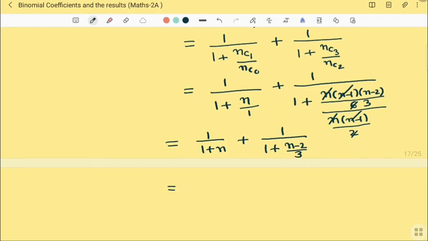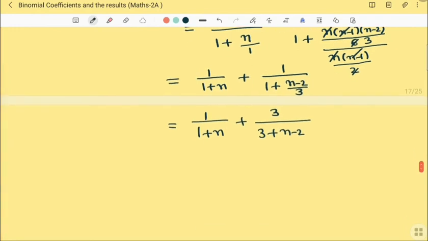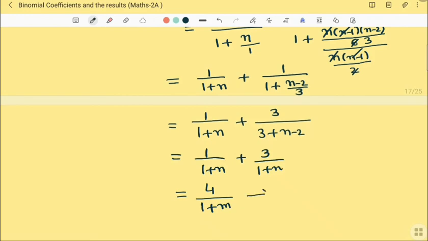So after taking LCM here, 1 by 1 plus n, 3 will become the numerator, 3 plus n minus 2. So 1 by 1 plus n plus 3 by 3 plus n minus 2, which is also 1 plus n, no? Whenever denominators are the same, we can add the numerators. 1 plus 3 is 4. 4 by 1 plus n, which is LHS.